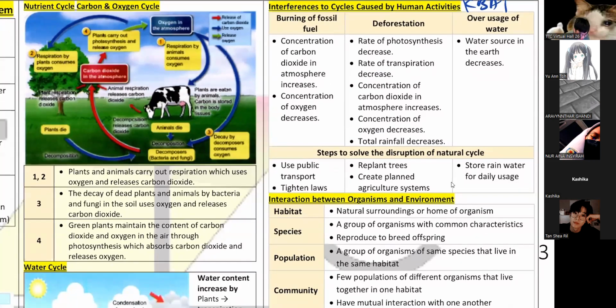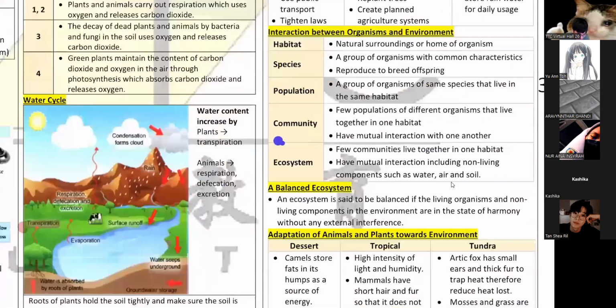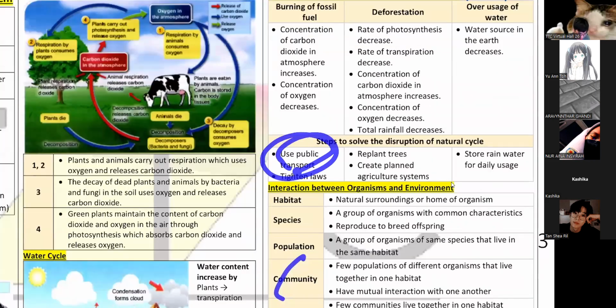Okay, so how do we solve this problem? We use public transport. But then again, public transport in Malaysia is terrible. It's either very dirty, very old, or they are always late. You depend on public transport in KL, you'll die.